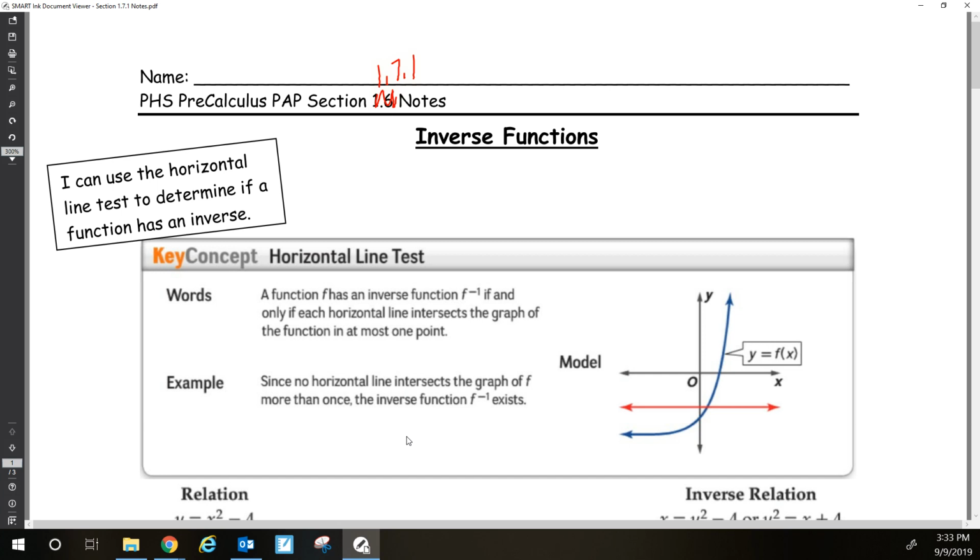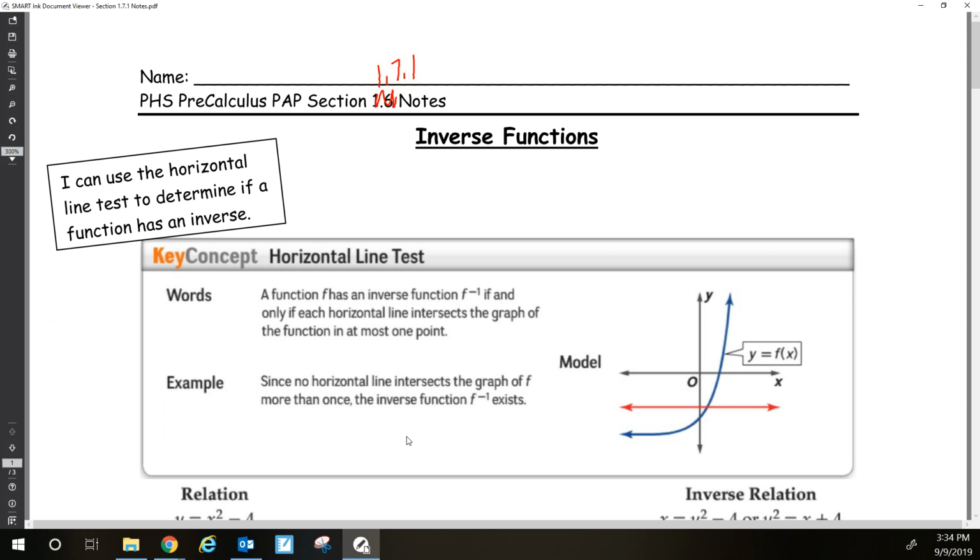So the horizontal line test we mentioned a couple of days ago, and I said you didn't have to worry about it just then, but we do have to worry about it now, because it's going to tell us whether our function has an inverse. So if it passes the horizontal line test, let's remember, what is a vertical line test? Remember, if we have a graph that looks something like this, and we do vertical lines through it, and we only cross the graph one time, then our graph is a function.